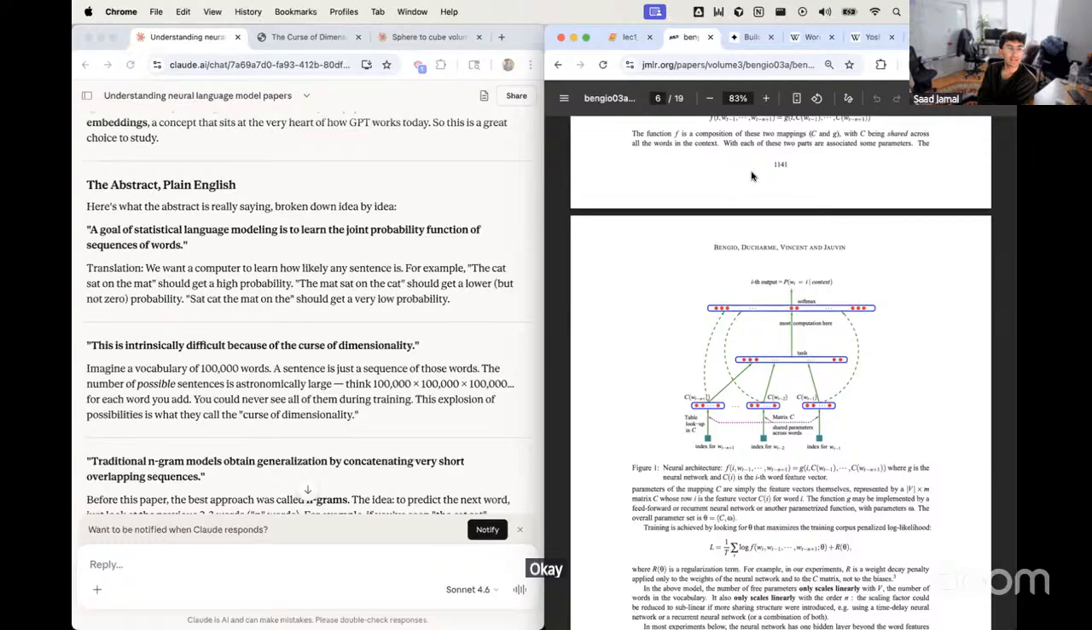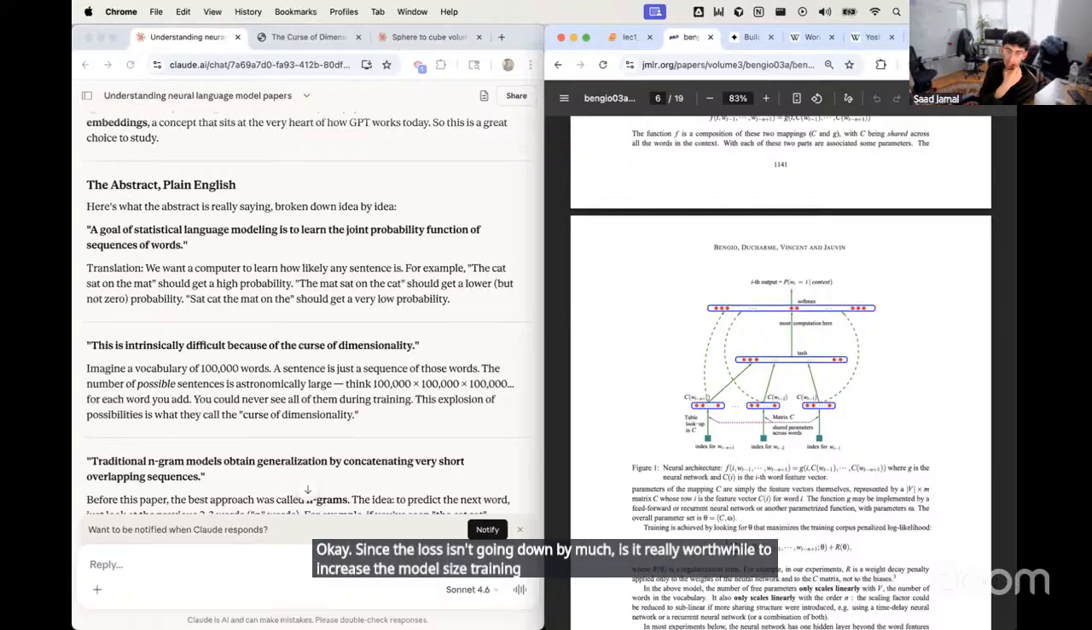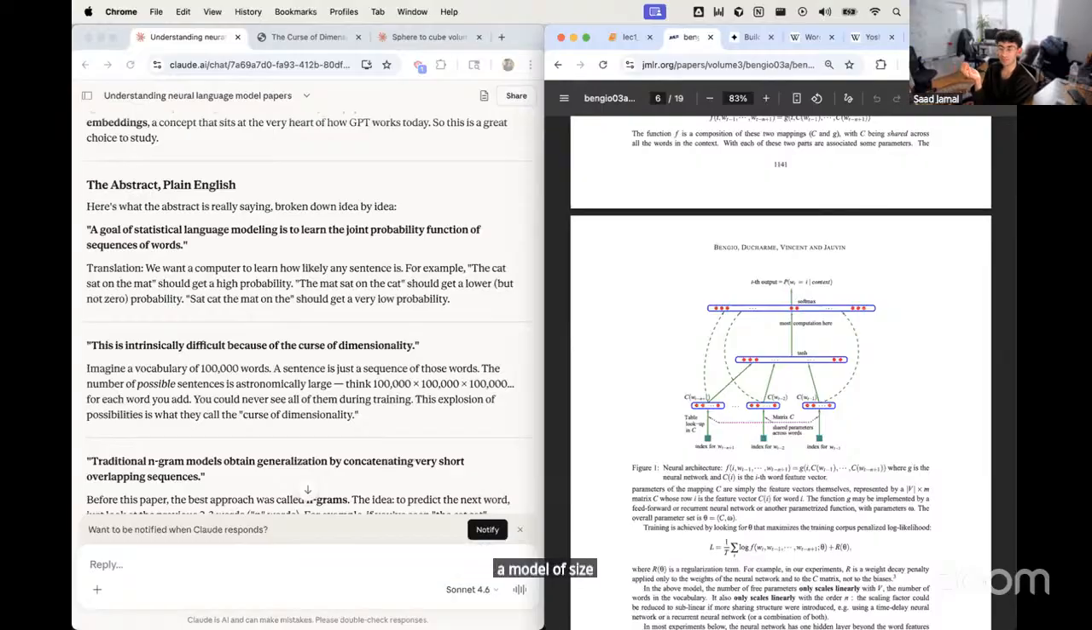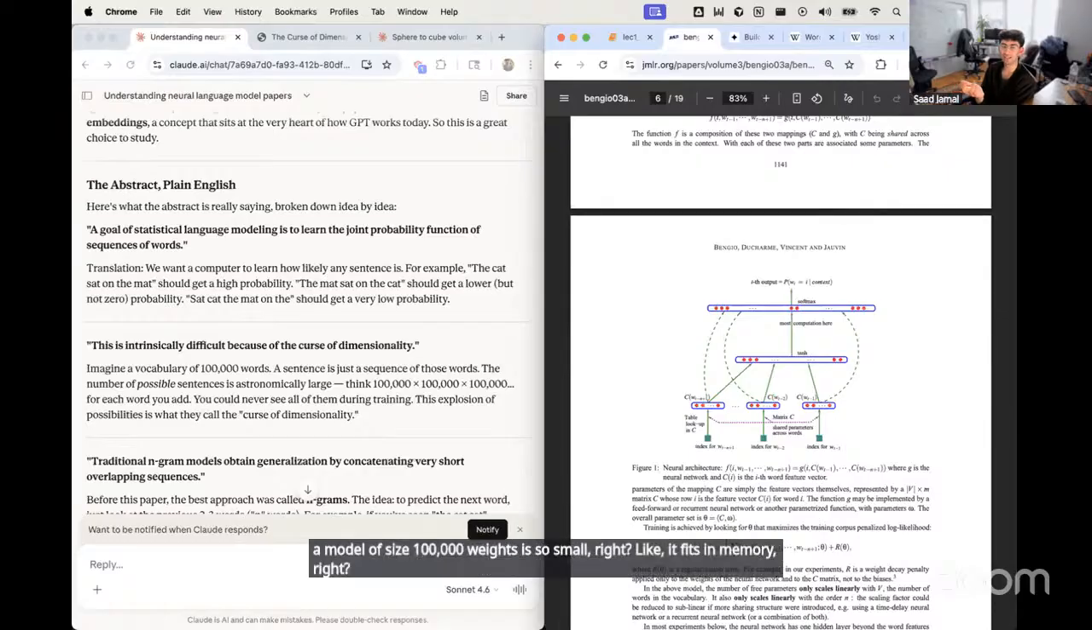Okay. Since the loss isn't going down by much, is it really worthwhile to increase the model size and training complexity? Who said the loss is not going down by that much? Previously, it was from 2.5 to 2.2. That seems like it's not that big, but it's a high percentage change. But Aditya, it also depends on what your function for this thing is. A model of size 100,000 weights is so small, right? It fits in memory. With modern hardware, it's trivial to increase the model size up to 4 to 8 gigs.